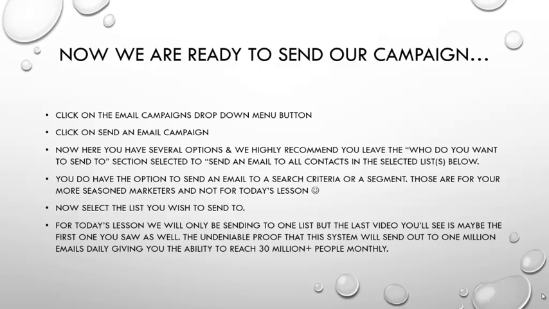but the last video you'll see is maybe the first one you saw as well, depending on the campaign you came from. It's the undeniable proof that this system will send out to 1 million emails daily, giving you the ability to reach 30 million plus people monthly, except for in February. Obviously, in February there's only 28 days, so I can't control that. So let's show you what that looks like here.